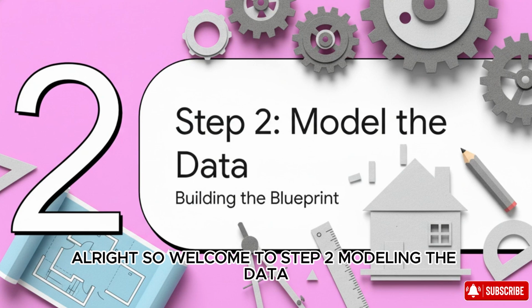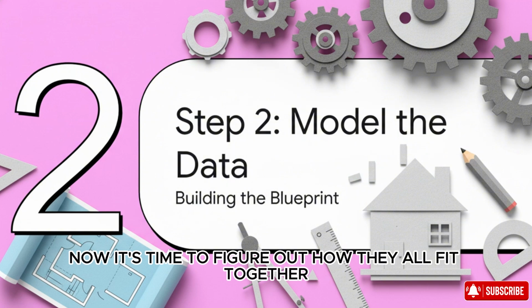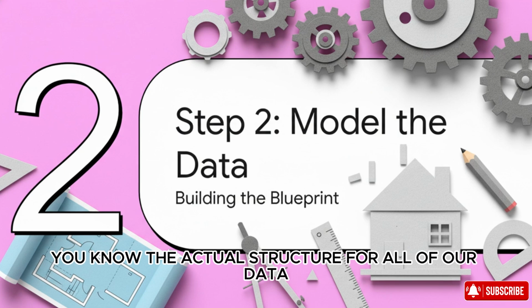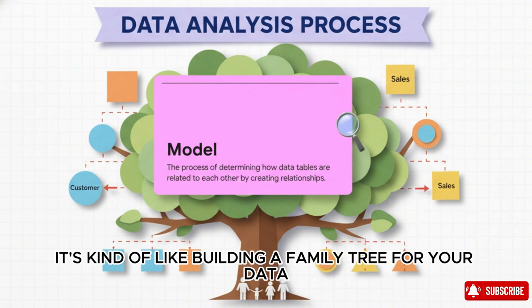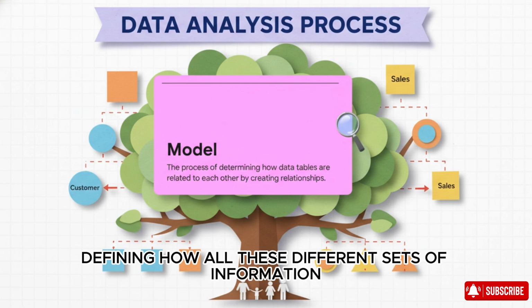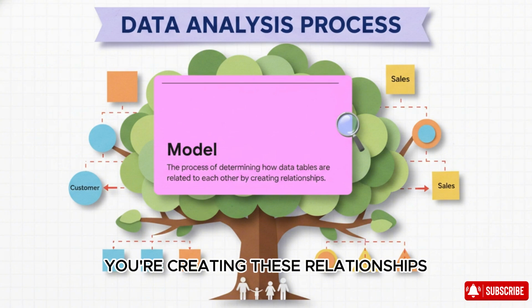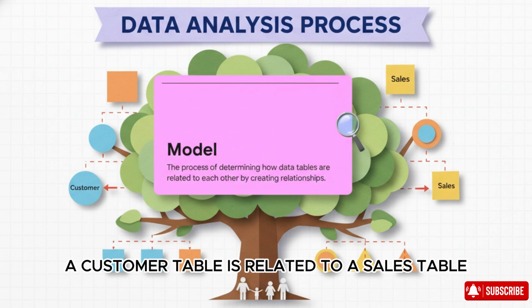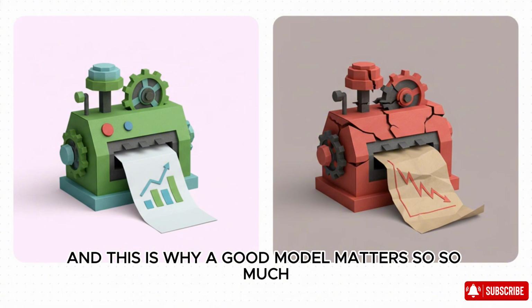All right, so welcome to step 2, modeling the data. Our ingredients are all prepped and ready to go. Now it's time to figure out how they all fit together. This is where we start building the blueprint, the actual structure for all of our data. So what is data modeling? Honestly, it's kind of like building a family tree for your data. You're defining how all these different sets of information, we call them tables, are connected to each other. You're creating these relationships that show how, for instance, a customer table is related to a sales table. It's all about connection.